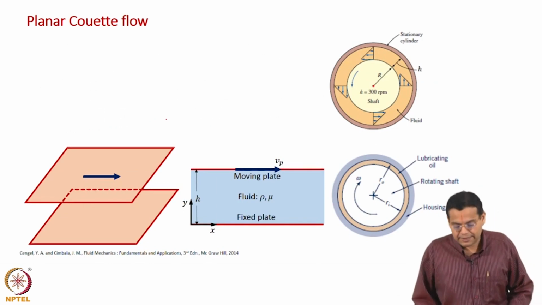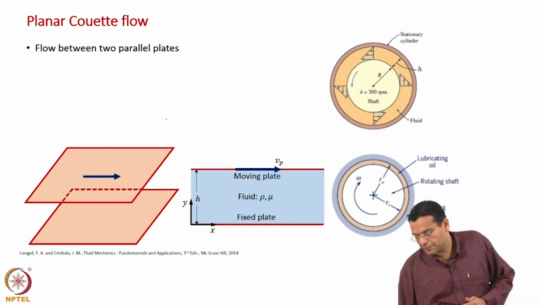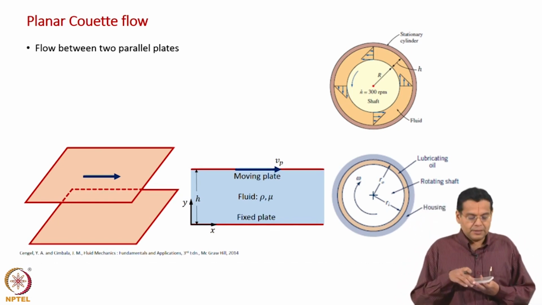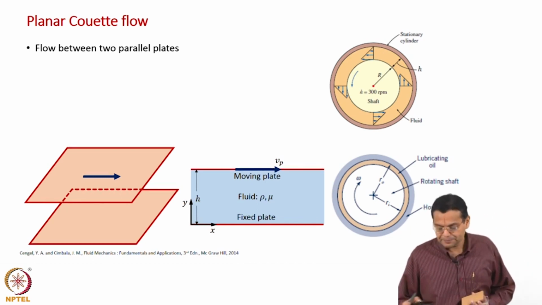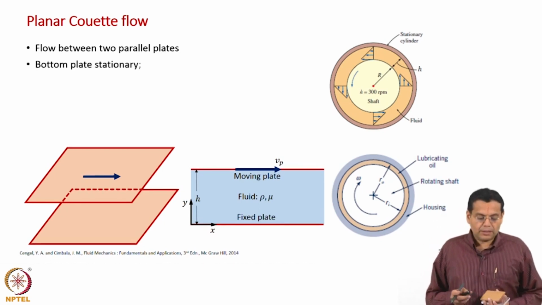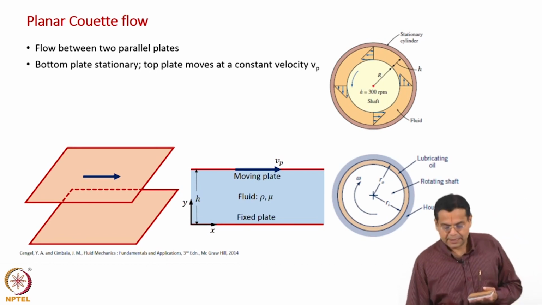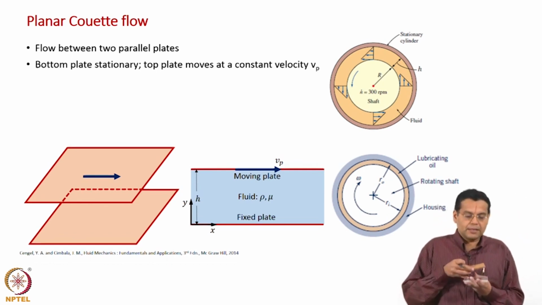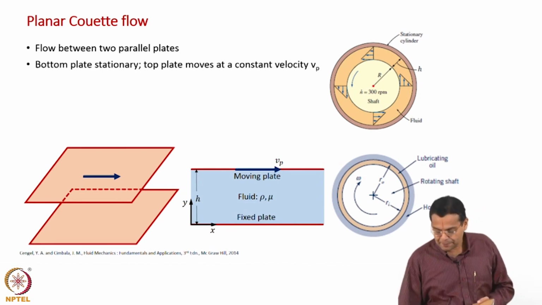So, now that we have understood the terminology, let us take the planar Couette flow. What follows should be very easy for us, we have discussed this several times. Flow between two parallel plates. The bottom plate is stationary and the top plate moves at a constant velocity, Vp.